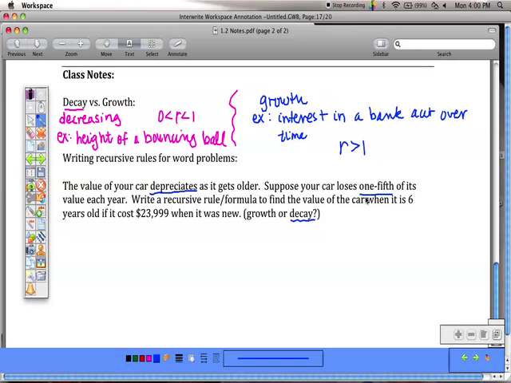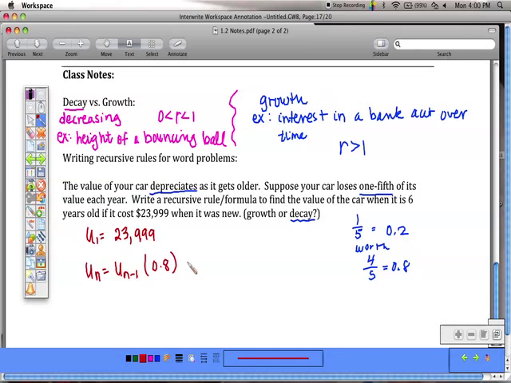Now if your car loses 1/5 of its value, let's change that to a decimal. So 1/5 is 0.2. If it loses 1/5, it's still worth 4/5 or 80% of its value. Okay, so here's the equation. Start with your starting value. All right, so when you first bought your car, it's $23,999. And the recursive formula is you take the year before, and it's worth 80% of the year before.